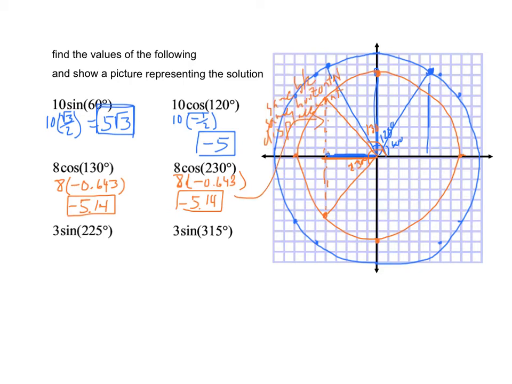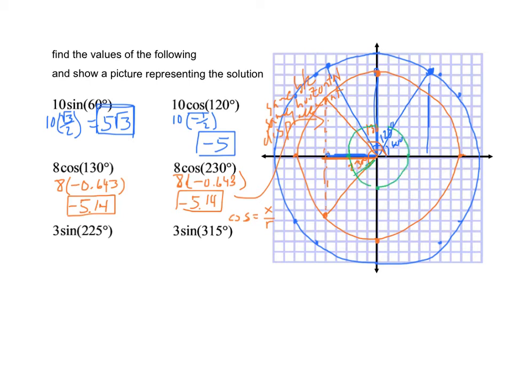I'm making a big mess here. They're the same because they have the same horizontal displacement. Cosine, remember, as a definition, is x over r, and both this point and this point have the same x-coordinate. Alright, the last one involves a small circle, radius 3.